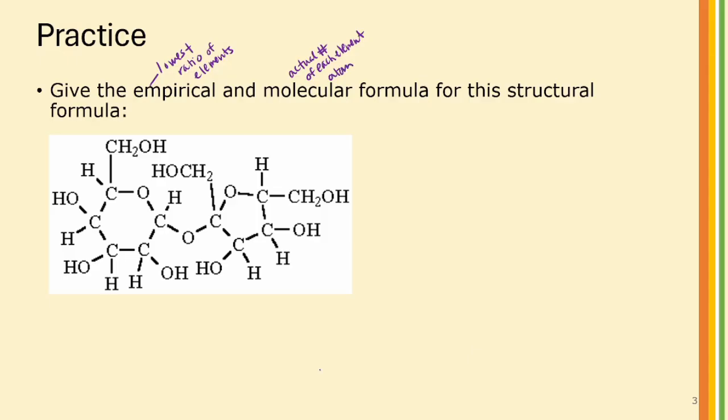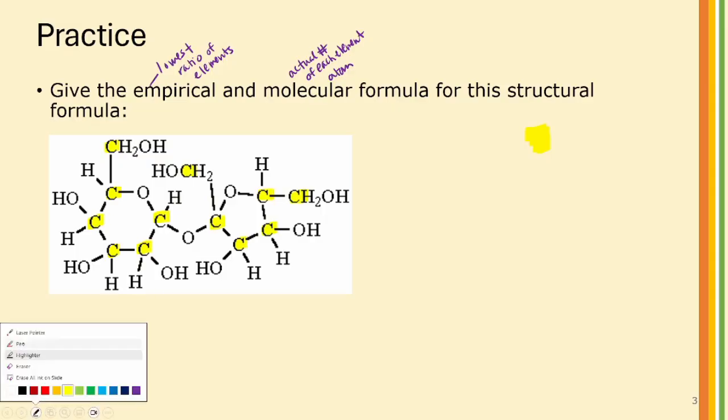So first we have to do an accounting. Now with a structure this big and this complicated, sometimes using a colored pen or a pencil may be helpful. I'm going to use my highlighter. I'm going to start with my carbons. This will be carbon. All right, ready. 1, 2, 3, 4, 5, 6, 7, 8, 9, 10, 11, 12, double check. I think we've got them all. So we have 12 carbons.